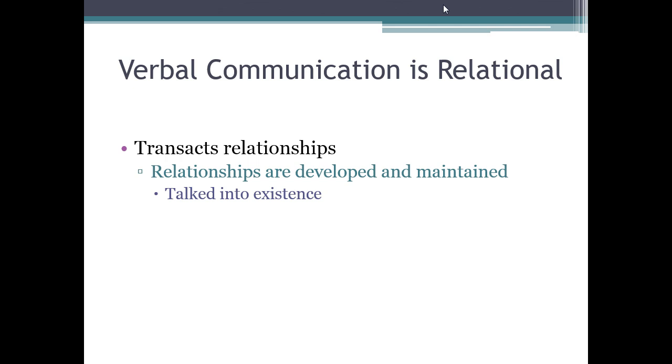Symbolic creations, what's that? Well, talk about the future, something about tomorrow. Does it exist? No. But when you talk to someone and tell them what you're going to be doing tomorrow, you're creating an understanding about something that does not yet exist. And that's part of how we transact our relationships.